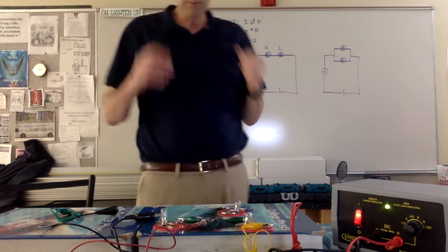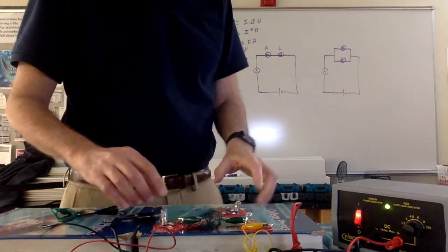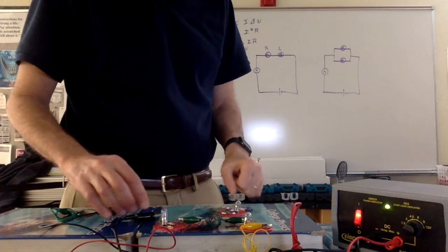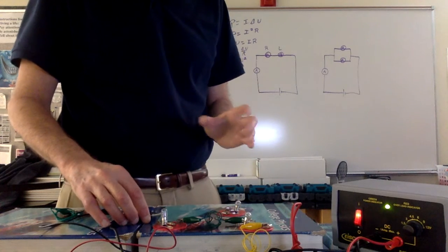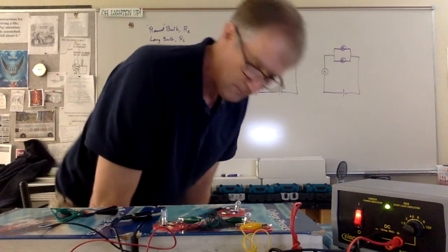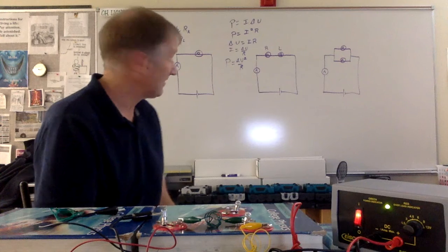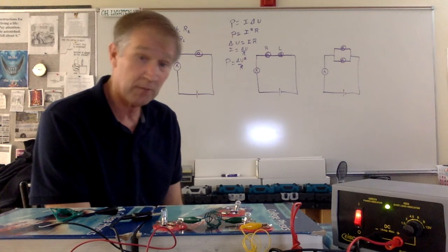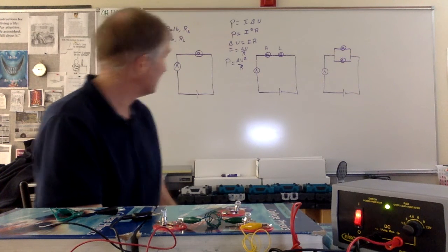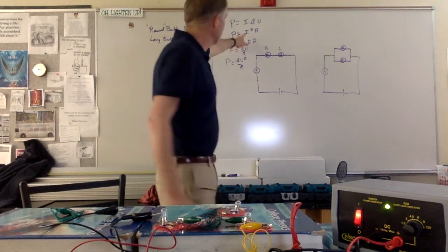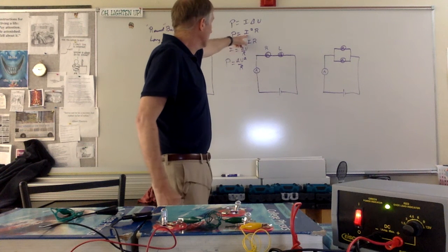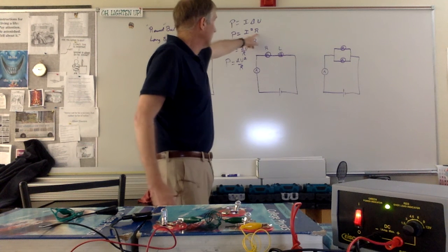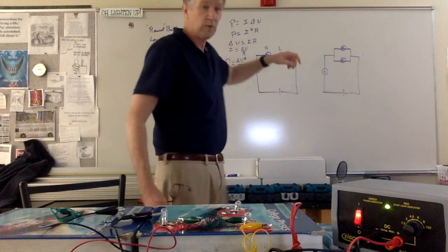But now I'm going to put them in series. Round bulb, long bulb. And what do you think is going to happen? Which bulb's going to be brighter? Now remember, now they both get the same current because they're in the same series circuit. They get the same current, but they have different resistances. Which one's going to be brighter?